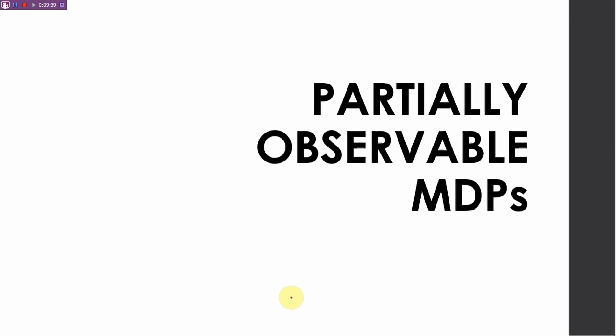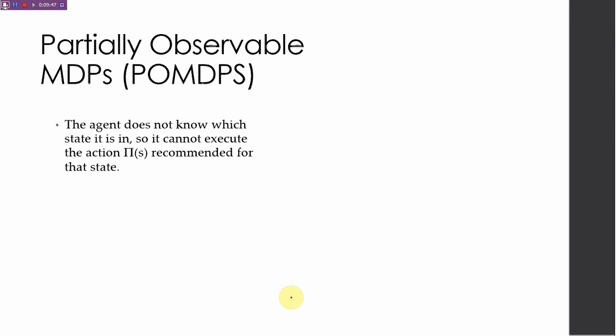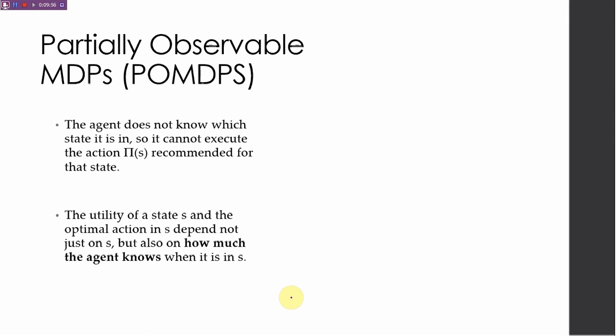Partially observable MDPs. Partially observable MDPs, or POMDPs, are a problem where the agent does not know which state it is in, so it cannot execute the action pi(s) recommended for that state. The utility of a state S and the optimal action in S depend not just on S but also on how much the agent knows when it is in S.